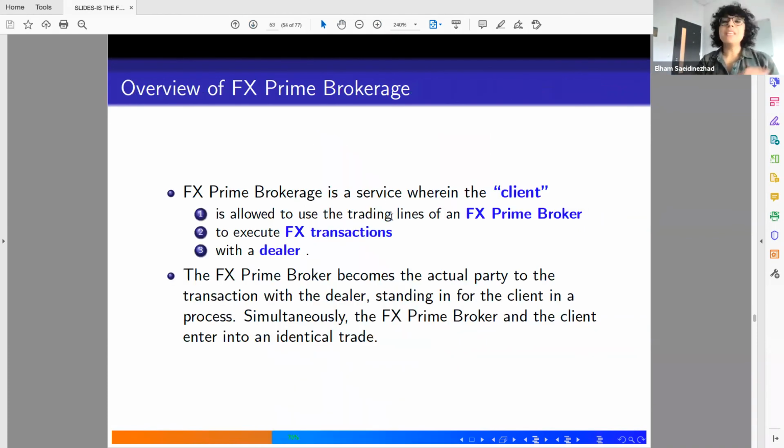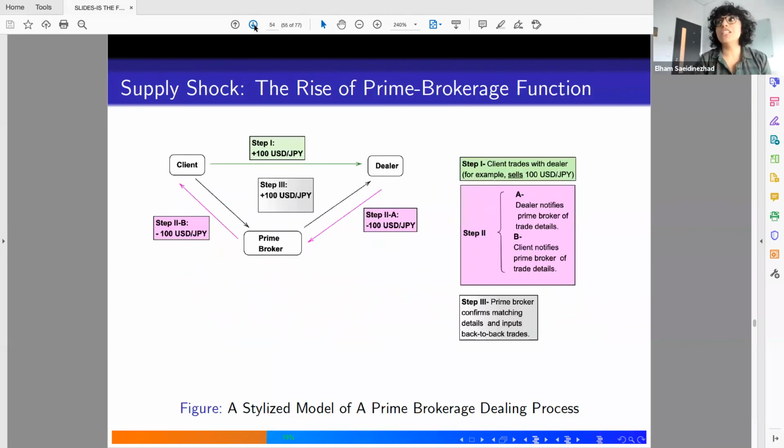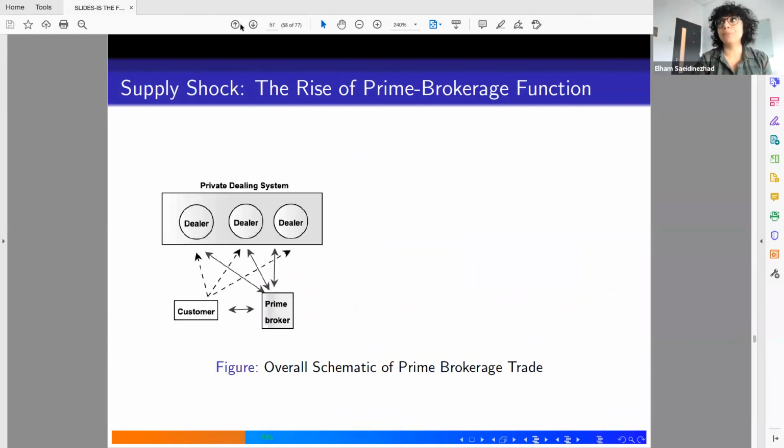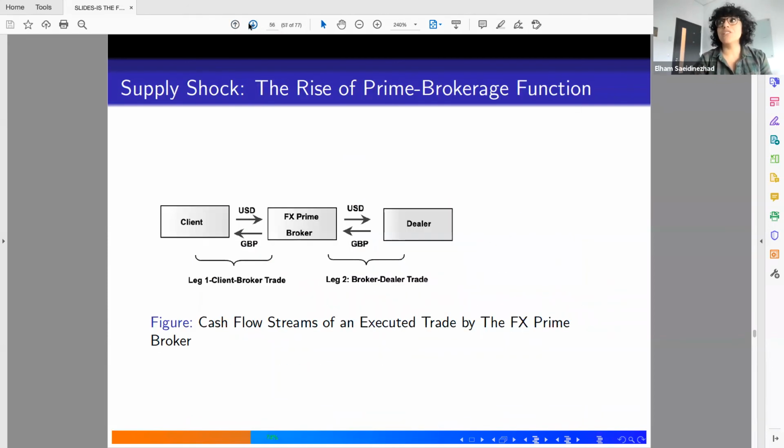So the third important change was the prime brokerages, and the fact that in the inter-dealer market, the non-US dealing banks are exiting the market, and prime brokerages are entering the market. I'm not going to go through the economics of the prime brokerages, but the important thing to remember is that there are major differences between prime brokerages and the dealers.